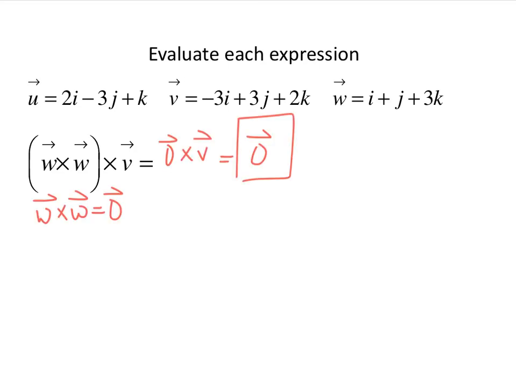So w cross w, anything crossed with itself is 0, so you end up with the 0 vector cross v. Everything in the second row is going to be 0, which means everything is going to 0 out, and you're going to end up with just the 0 vector.